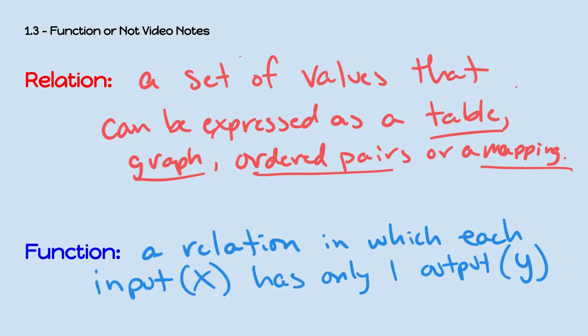A function is a relation in which each input has only one output, and I'll show you those examples here in a moment. But basically it means for everything you put in, you only get one output. In other words, if I ask you what 3 plus 4 is, that's an input. I can't give you two different answers.